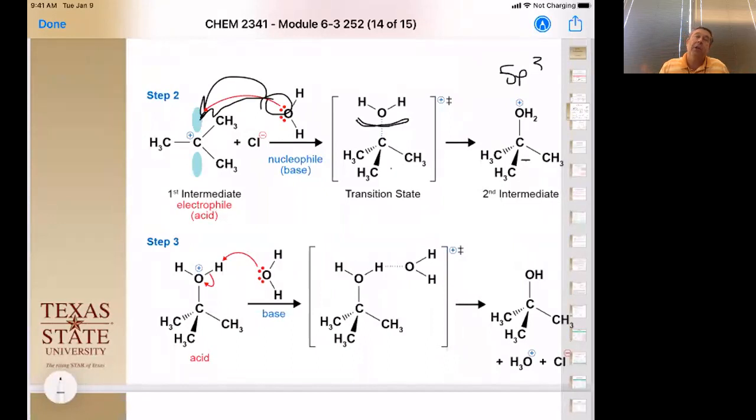But we have a charged species. And so we have to use something in the solution to act as a base to remove that proton to give us our neutral species in the end. Okay, that's if we attack with a neutral poor nucleophile. If we attack with a charged nucleophile, something with a negative charge, we wouldn't have that third step because we would have created a neutral product in the end.